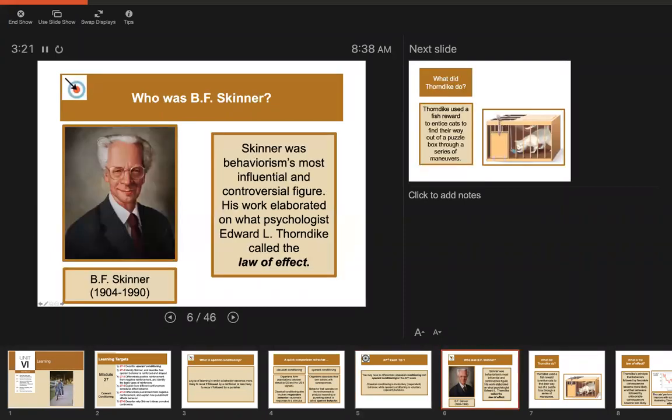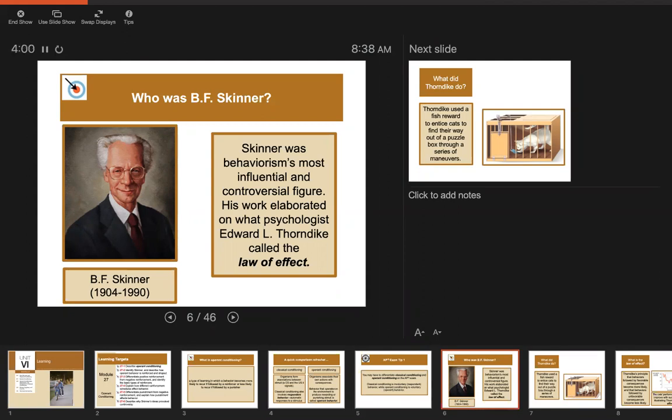So who is B.F. Skinner? Well, he is a very famous psychologist who is from Pennsylvania, actually, just like I am originally. His behaviorism was very influential, and he became somewhat of a controversial figure for some of his ideas and books that he wrote later on in life. His work elaborated on what psychologist Edward Thorndike called the law of effect. So you can see he lived through most of the 20th century. And if you have time, watch some videos of him. He's a really interesting guy to listen to.